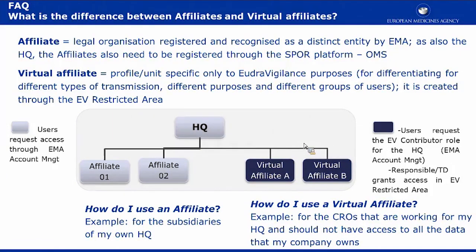As I said earlier, they are entirely managed via the EV restricted area except for the request of the roles. The users of the virtual affiliates will have to register in the EMA account portal like any other user, and they will request an EV contributor role to the headquarters, and that is what they can do from the EMA account portal. This EV contributor role does not give them any access, function or visibility in the headquarters. This role merely gives them access to be chosen by the QPPB to be part of the virtual affiliate. This is all.